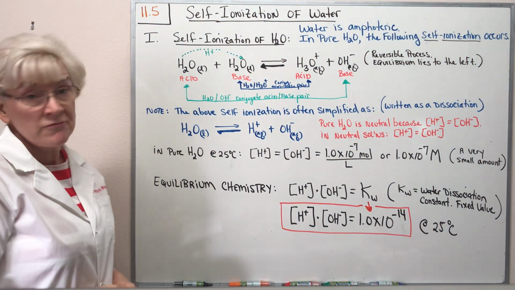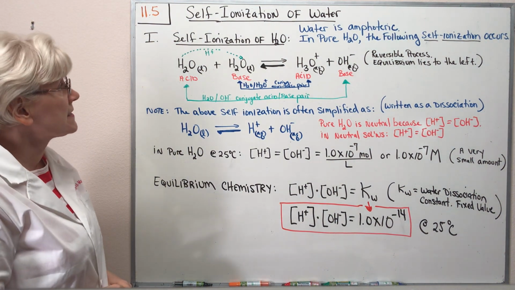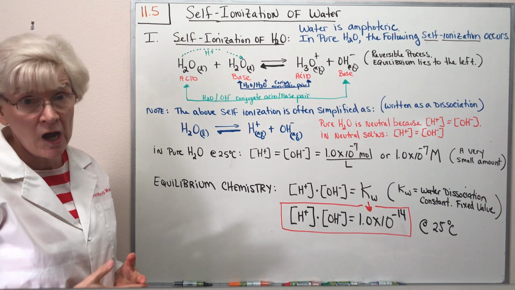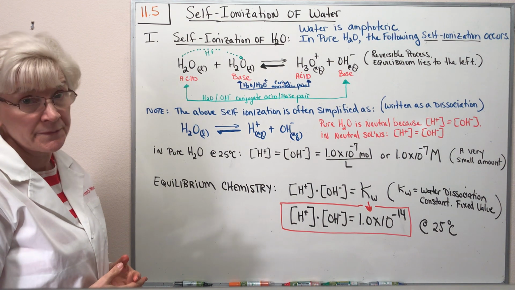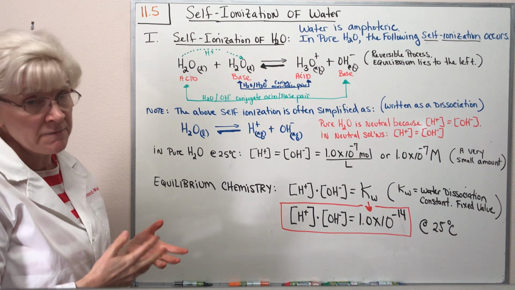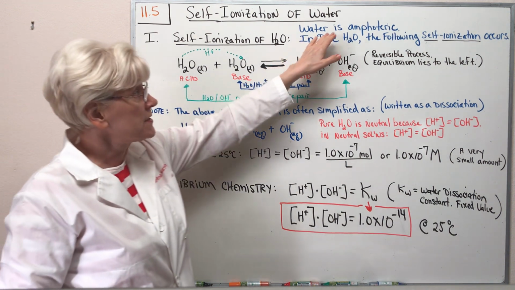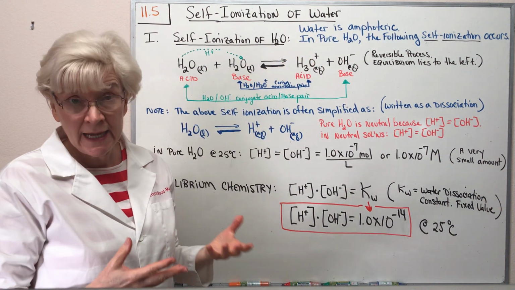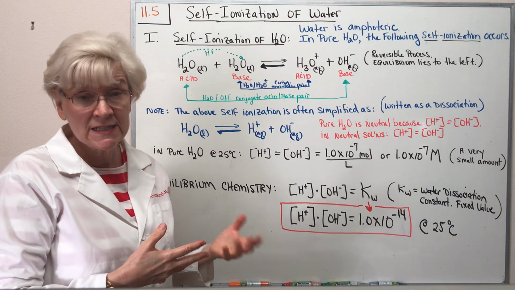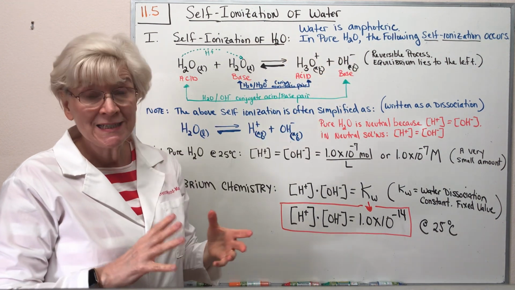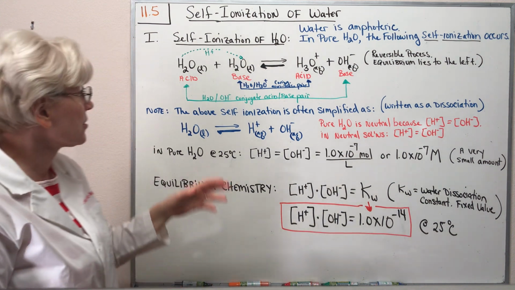Section 11.5 of Chapter 11 discusses the self-ionization of water, sometimes referred to as the auto-ionization of water. We recall from the previous video on acid-base theories that water is amphoteric, meaning it can act as either an acid or a base. In pure water, the following self-ionization occurs.